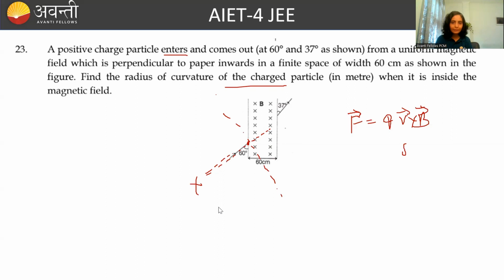Now velocity is along i cap, magnetic field is along minus k cap, and i cross minus k cap is equal to how much? j cap. So the center will be somewhere here. It means it will make an arc like this and its center will be somewhere here. Okay? Something like this. So this will become radius, this will become radius. The diagram is not perfect, but it will look like this. The question is, what will be the value of radius? I need to find its value.